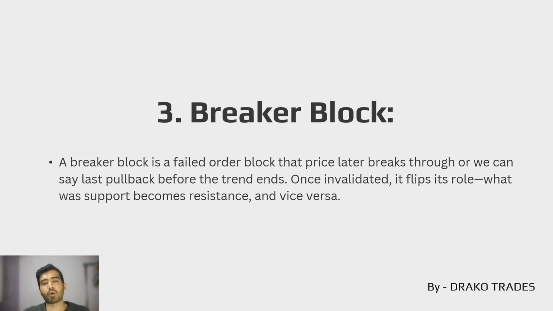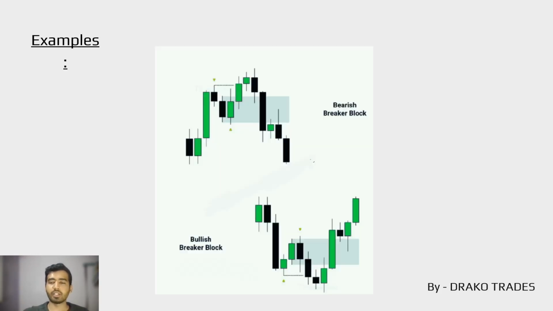So this is the breaker block. Breaker block is a very important PDRA because if the price doesn't give reaction to the order block, the breaker block is most likely to get a reaction. So a breaker block is a failed order block that price later breaks through, or we can say the last pullback before the trend ends. Once validated, it flips its role. What was support becomes resistance and vice versa. So I'm going to explain these on the charts so you can get a better idea.